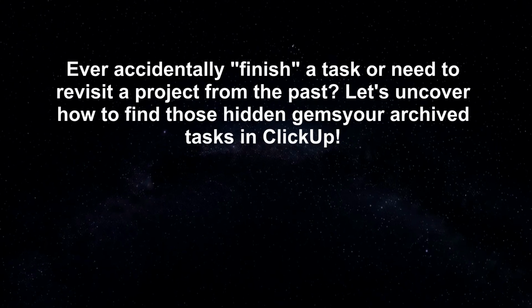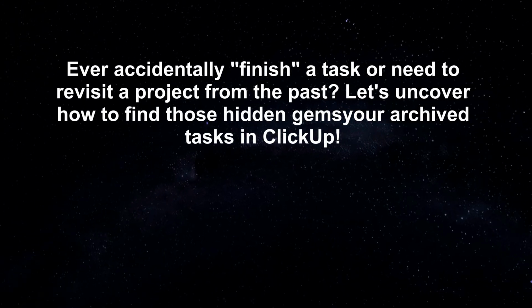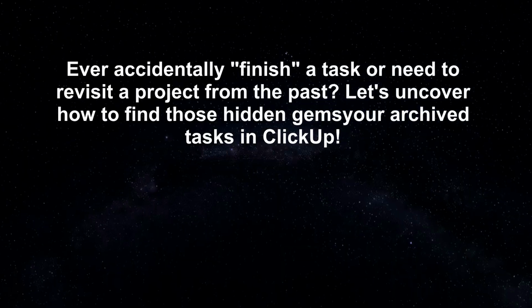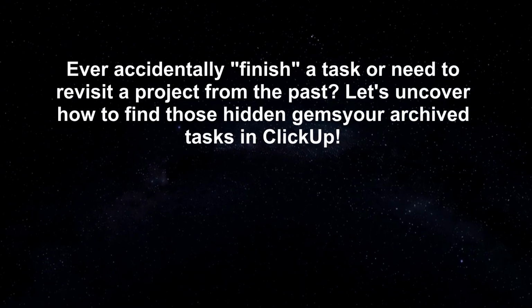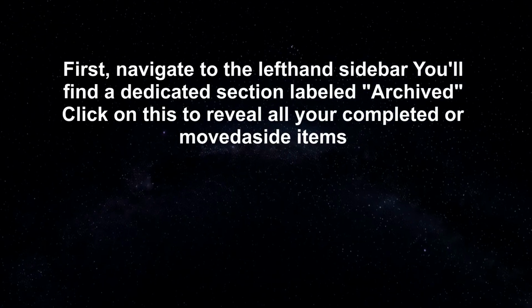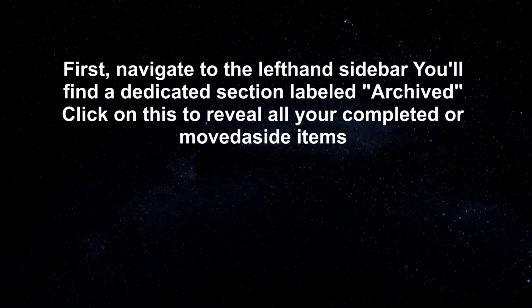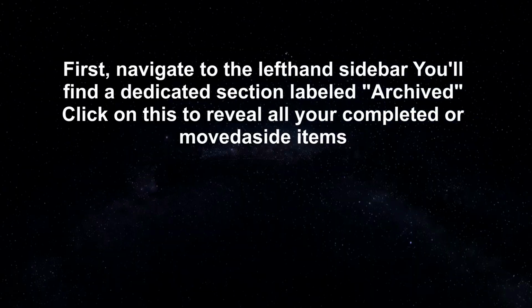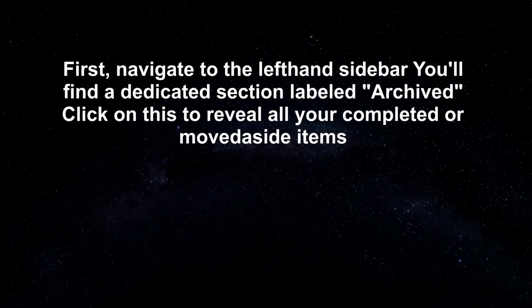Ever accidentally finish a task or need to revisit a project from the past? Let's uncover how to find those hidden gems or archived tasks in ClickUp. First, navigate to the left-hand sidebar. You'll find a dedicated section labeled Archived. Click on this to reveal all your completed or moved aside items.